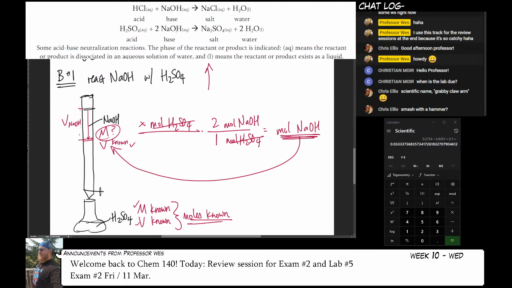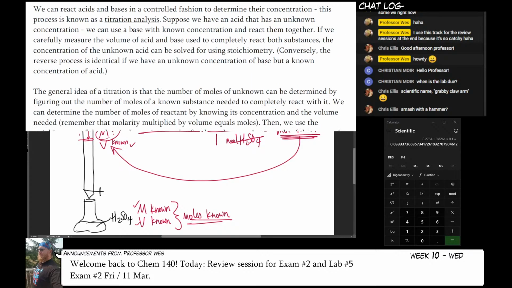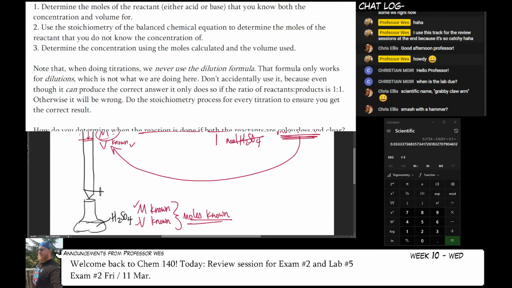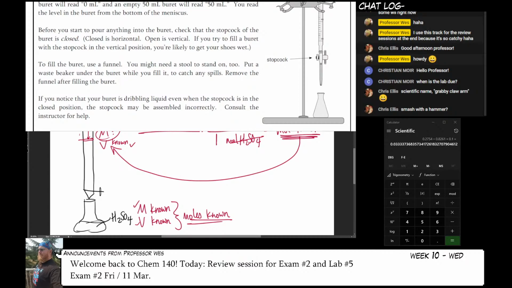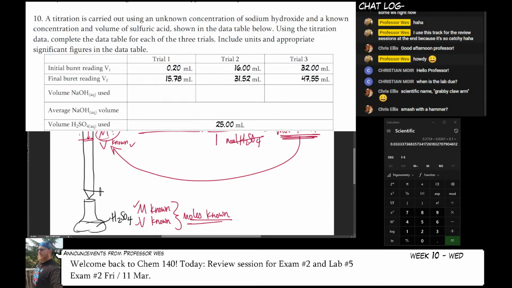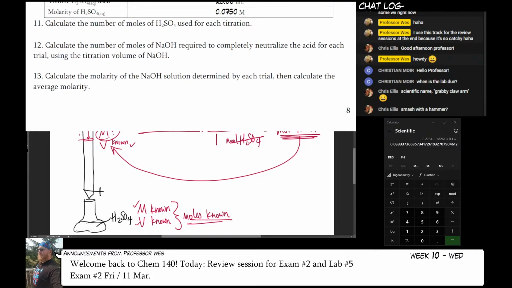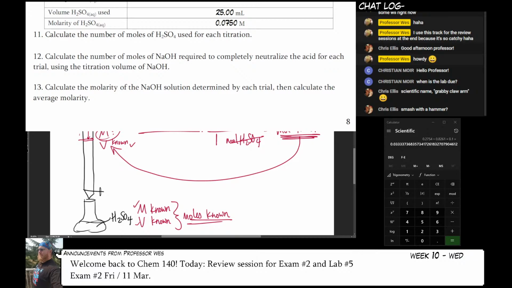So let's now go to the data table for part B, and see if it matches our number from question 7. Okay, there's our data table. So what we're going to be working through, we're actually going to be doing questions 11 through 13.